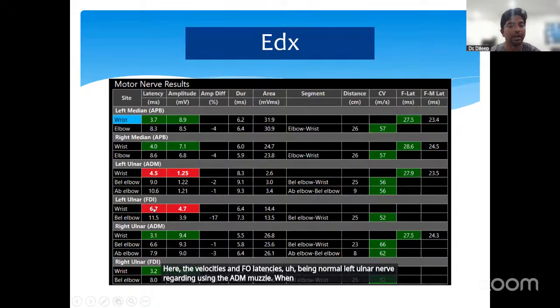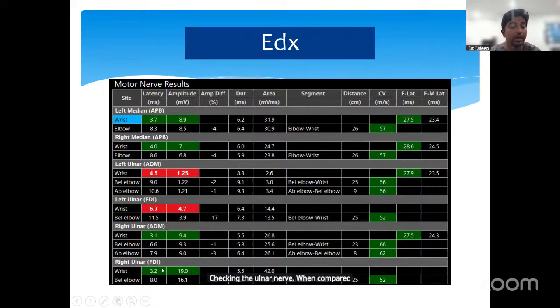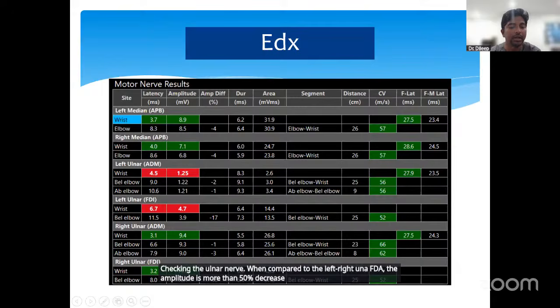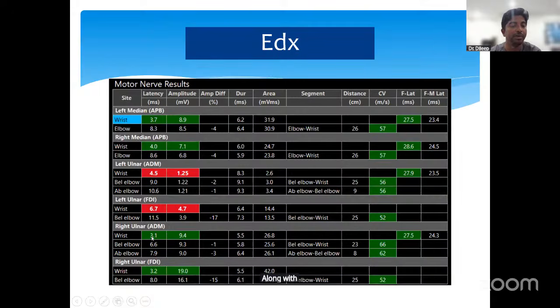When we recorded the left ulnar in the FDI, the amplitude is 4.5, which is below normal, but the latency is 6.7 in this muscle group, the FDI, when checking the ulnar nerve. Compared to the right ulnar FDI, the amplitude is more than 50% decreased, ma'am. Here 19 is the amplitude on the right and 4.7 on the left, which is more than 50% and significant. Along with the latencies, here it is 6.7 and in the right ulnar it is 3.2. And the velocity is normal, that is 52.